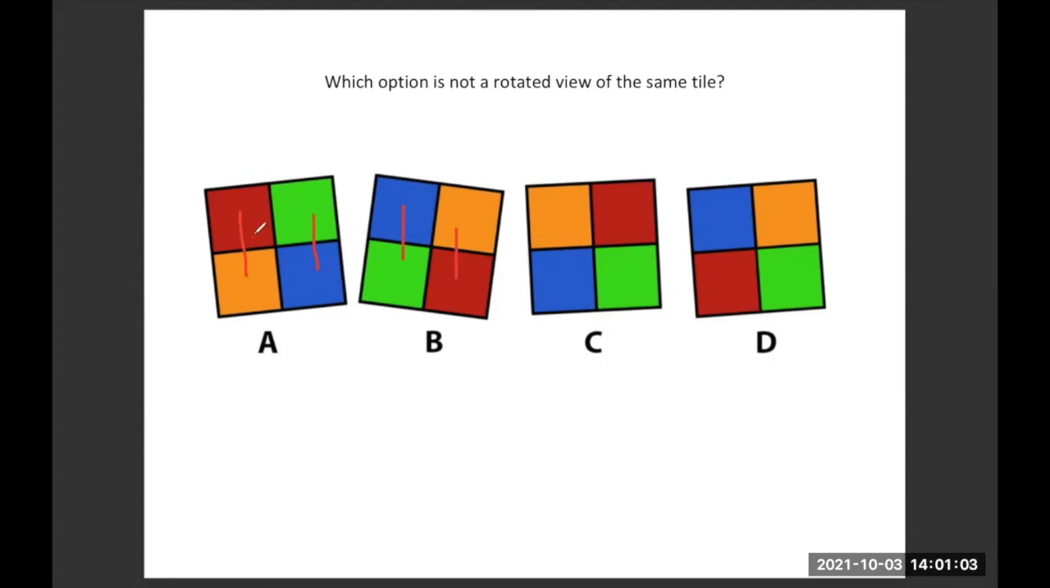In many cases, people can also look at the diagonal relationship. So when I looked at this sum, I was looking at the diagonals. Green and orange are diagonals. In this case, green and blue are diagonals, and that's why option D is wrong.